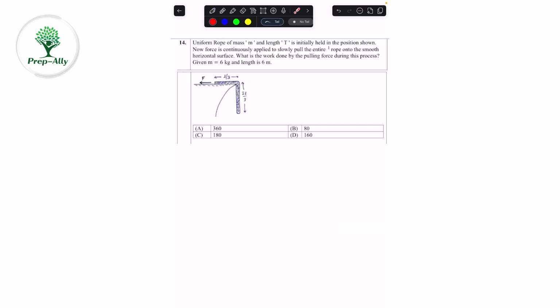We are going to solve 14th question of PAVE exam. In this question it is saying uniform rope of mass m and length L is initially held in the position shown. Now force is continuously applied to slowly pull the entire rope onto the smooth horizontal surface. What is the work done by pulling force during this process, given that mass is 6 kg and length is 6 meter?